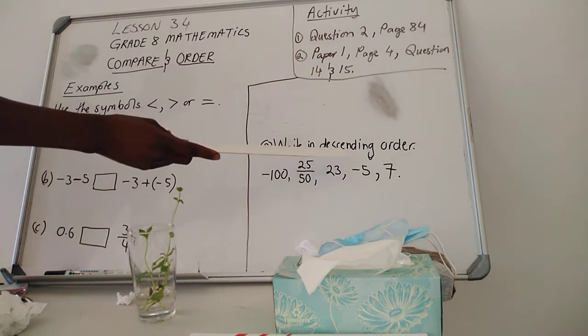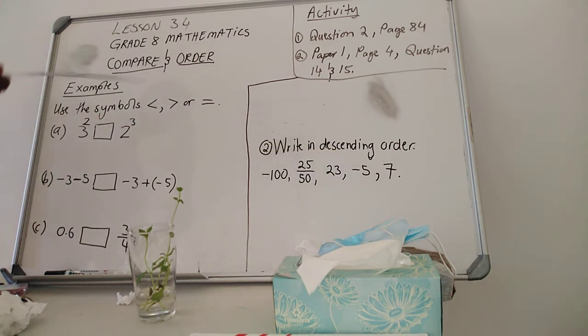Descending order means writing the numbers from the biggest to the smallest. So descending order is like when you are going down the stairs, you are coming from the high point to the lowest point. While ascending order, you are writing numbers from the smallest to the biggest. So it's like you are going up the stairs, coming from the lower point to the higher point. So let's look at these two examples.